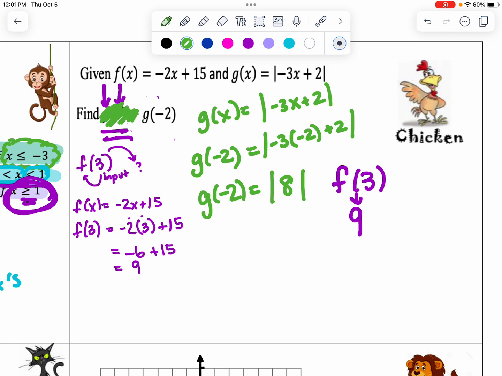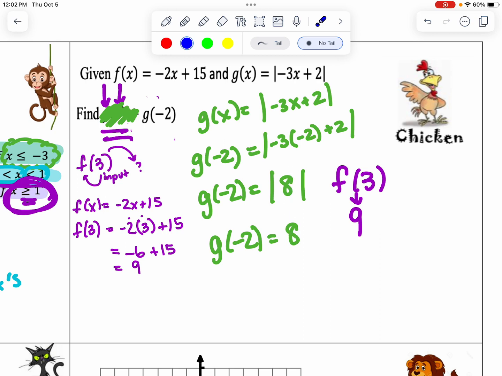And I don't want the bars to ever stay there, but once I do have one number in the bars, I can take the bars out by making sure that what's in there comes out positive. So since 8 is already positive, it stays as an 8. If it were negative 8, this would turn into an 8 as well, because it's always how far we are away from 0. So numbers in the bars, when we drop the bars, always stay positive. If it starts positive, it stays positive. If it's negative, it turns positive.